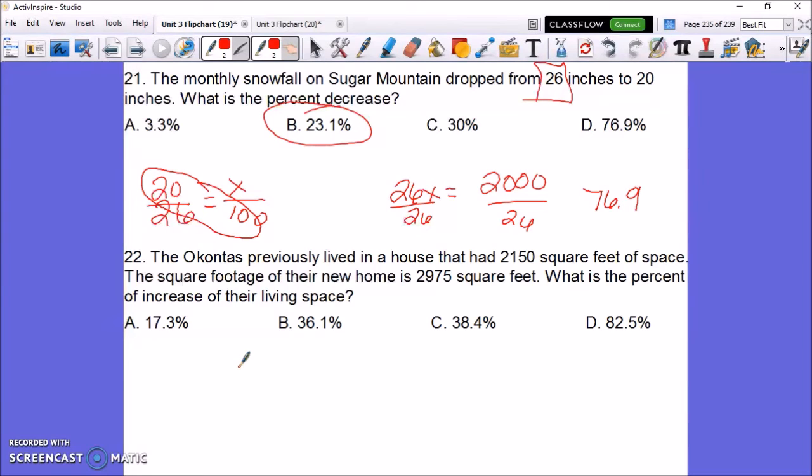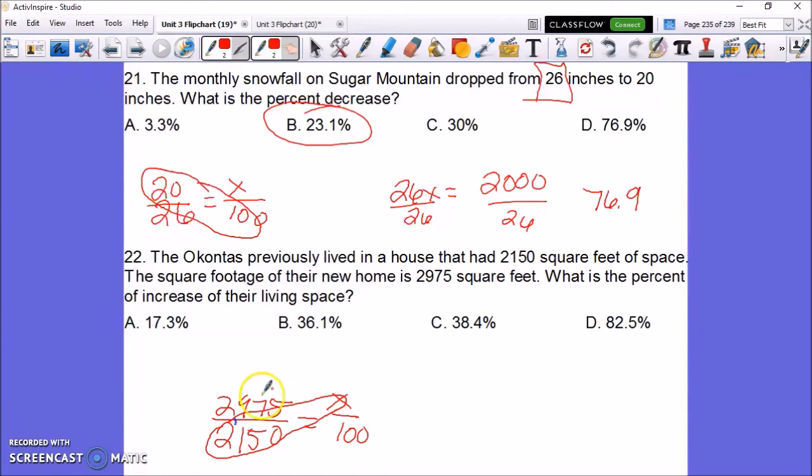The Okuntas previously lived in a house that had 2,150 square feet of space. The square footage of their new home is 2,975 square feet. What is the percent increase of their living space? So once again, new over old. So their previous house is their old one. So 2,150 goes on the bottom, 2,975 goes on the top. And percent is always over 100, and that's what we're looking for.